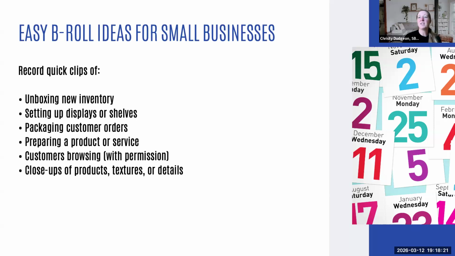So these are, again, ones I mentioned earlier: unboxing new inventory, setting up displays or shelves, packaging customer orders, preparing a product or service, customer browsing with permission, right? You normally want your customer's permission. Close-ups of products, textures, details. I mentioned the business that always had the very homey things, right? So you might be looking really close at a product, so it's almost like you can touch and feel it right there in the video. And then it might go right back to you talking, and then it might go to the detail again.